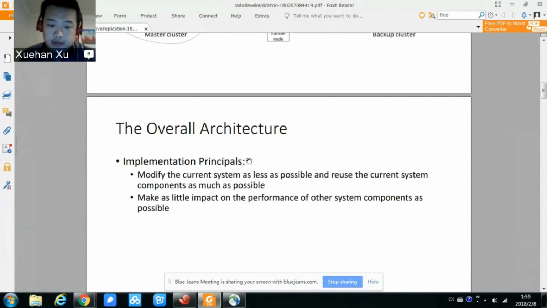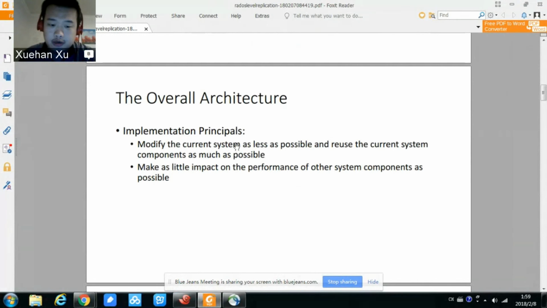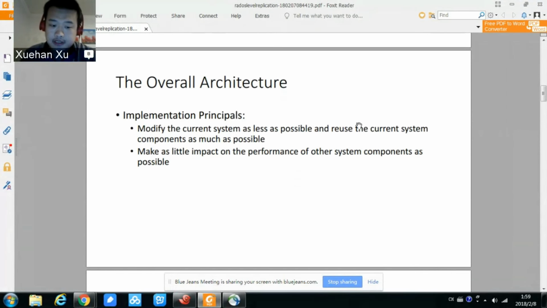And when we think about the implementation of this architecture, we think there should be the following principles. The first is we should modify the current system as little as possible, and reduce the current system's components as much as possible. And the second is we should make as little impact on the performance of the system components as possible.